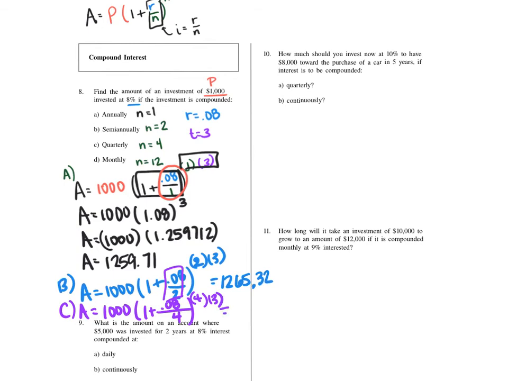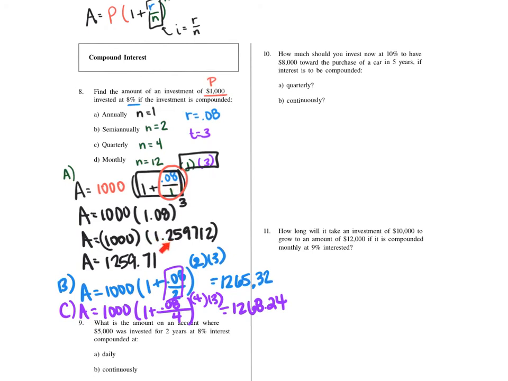And so again, I'll start with the inside first. 0.08 divided by 4 is 0.02. Plus 1 is 1.02. I'm going to raise that to the 4 times 3, which is 12. So 1.02 raised to the 12, I get that number, 1.268241795. Leave that number exact, multiply by 1,000. And I get $1,268.24.